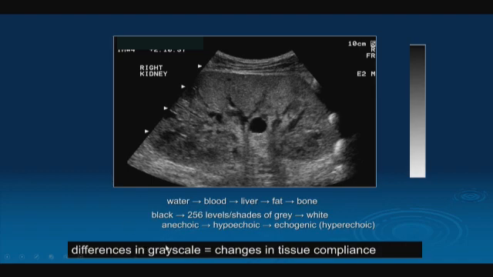So remember that difference in grayscale is equivalent to changes in tissue compliance, or the density and stiffness of the structure. We have 256 shades of gray, and for complete black, we use anechoic as our ultrasound term. If it's filled in with echoes but not completely solid, it's hypoechoic. And then as it gets to be bright and white, we use either echogenic or hyperechoic to describe that. The structures that are anechoic or black will be water or blood, and then hypoechoic will be liver, and fat and bone are your brighter, whiter structures.